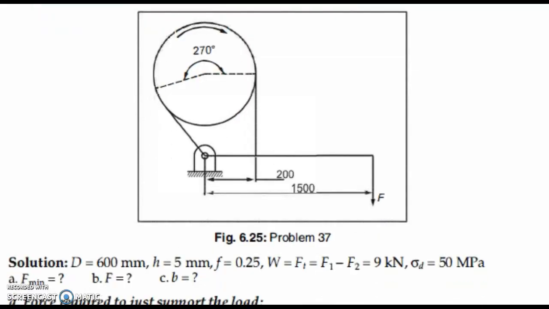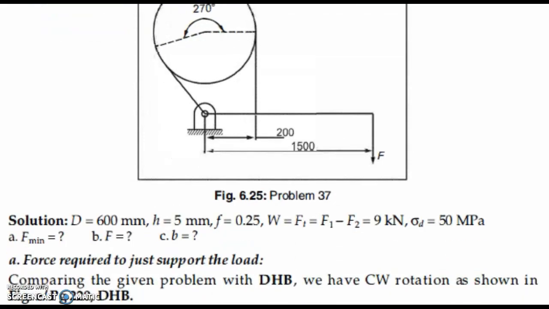Now we can write the given data. What is the data given? D is equal to 600 mm and H, that is the thickness, is equal to 5 mm. Coefficient of friction we can write as F or mu. Mu is equal to 0.25.